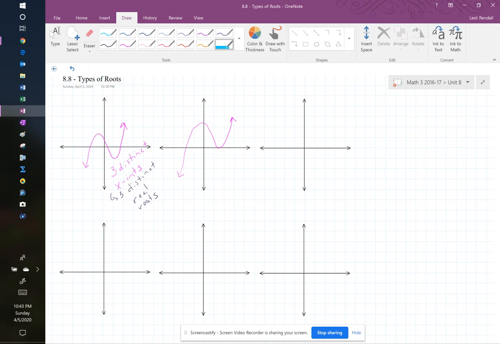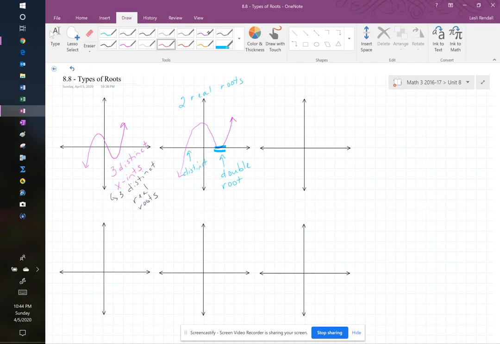The second graph is different because here we have a double root. So we technically have 2 real roots, one that is distinct, and then 2 that are the same because they are double roots.